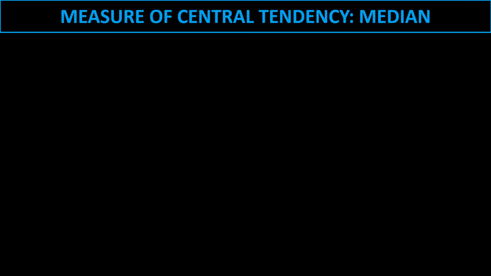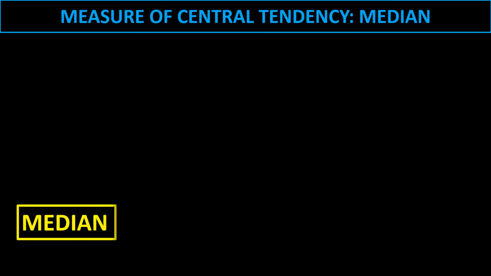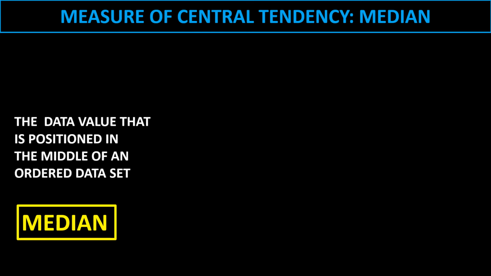Let's go to the next measure of central tendency, namely the median. Now, what is the median? That is the data value that is positioned in the middle of an ordered set. What do we mean by ordered set? That is important here: the data set needs to be arranged either from the smallest to the largest, or from the largest to the smallest. In other words, either increasing or decreasing.